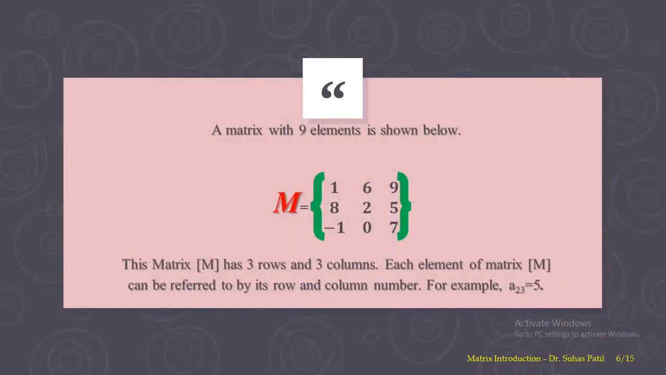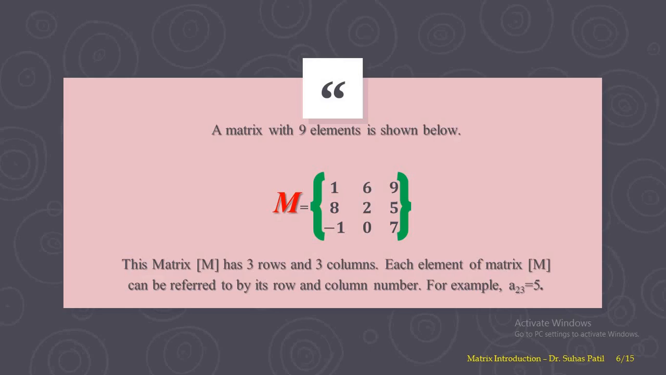Then the matrix representation is here. A matrix with 9 elements is given here. Capital M is equal to, this is the parenthesis. So the matrix is enclosed between the parenthesis, and the elements of the matrix are given. So 9 elements are there. In the matrix we have rows as well as columns. There are 3 rows and 3 columns present in the matrix.